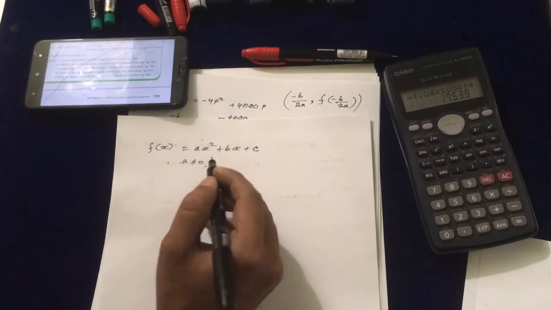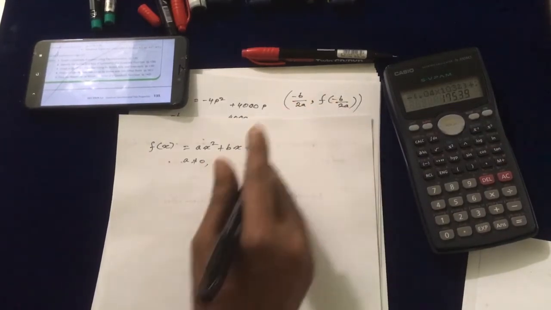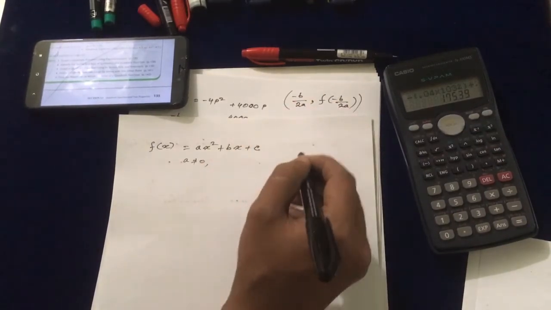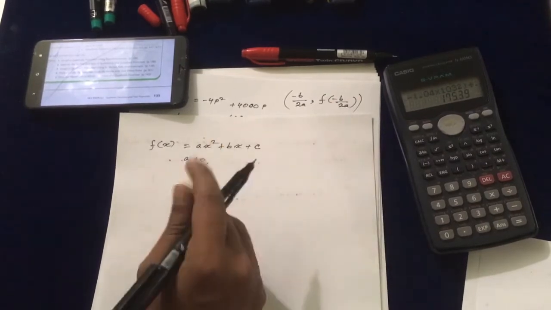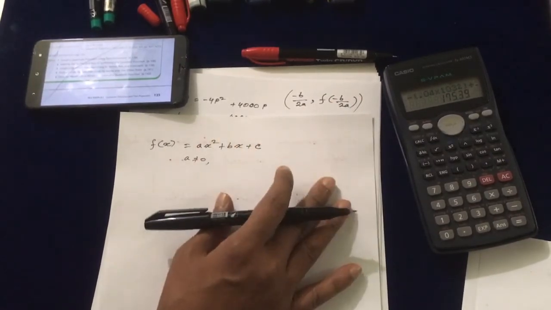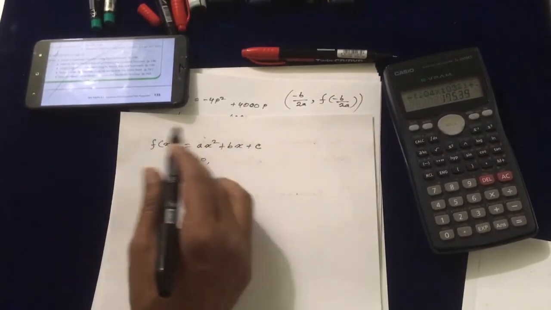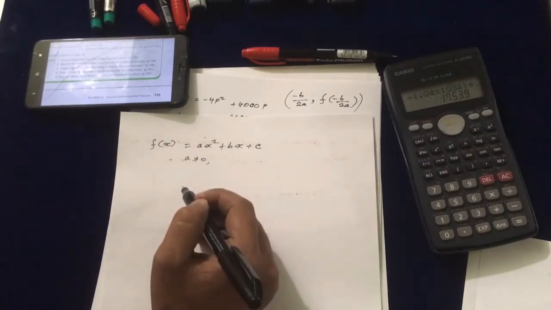For example, if you say, sir, if it is 1 by x square or anything to the power x square, then what about that? No, we will not go there. So this is the main form of quadratic function.